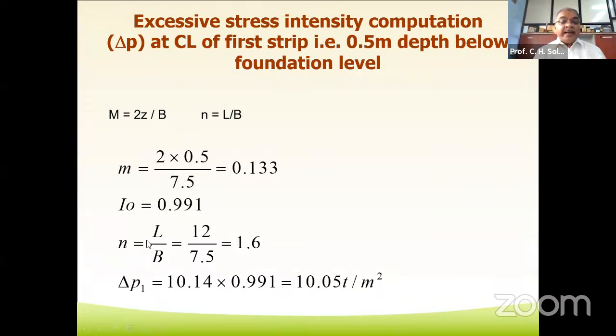This is showing the incremental stress at layer 1, delta P1. The influence factor has been found out from the influence factor table, which has been shown to you previously. M and N are calculated on the basis of 2Z by B. Z is the center of the clay stratum thickness. The first layer is of 1 meter, that's why the Z value is 0.5, that is 1 by 2. Hence, the incremental stress for layer 1 has been computed as 10.05 ton per meter square.